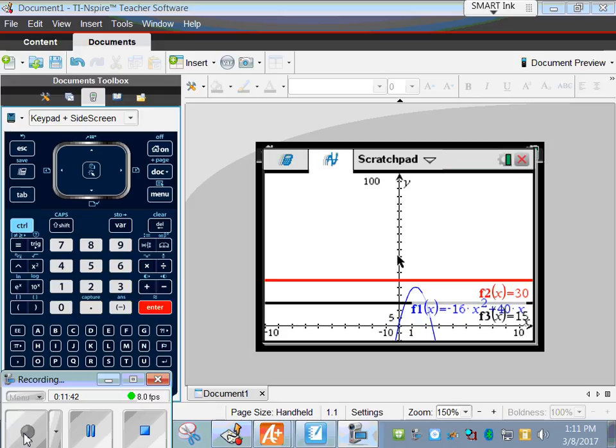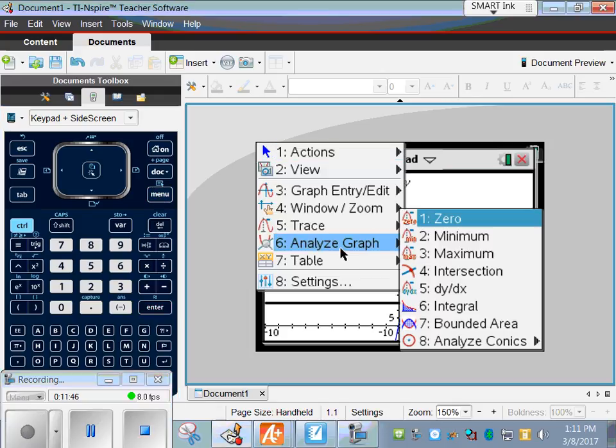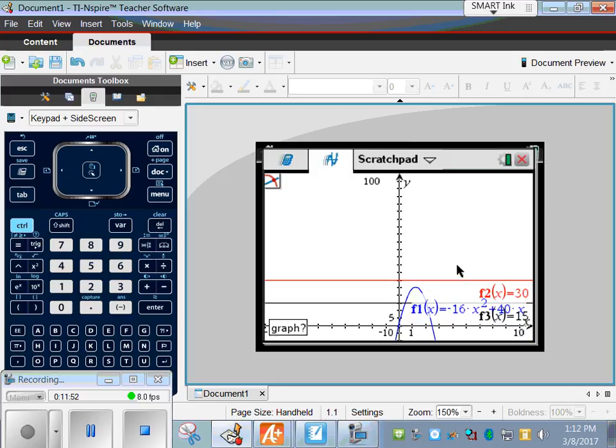Find when. So now we go to menu, analyze graph. What are we trying to find? Yep, where they cross. So intersection. And it's asking which graphs, because we have three different graphs. So you need to click on the parabola and the black line. We're specifying those two graphs. Then you can go left of that intersection, right of that intersection, and the time that it crosses is 0.459 seconds.